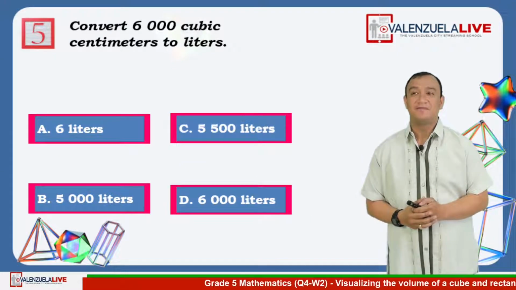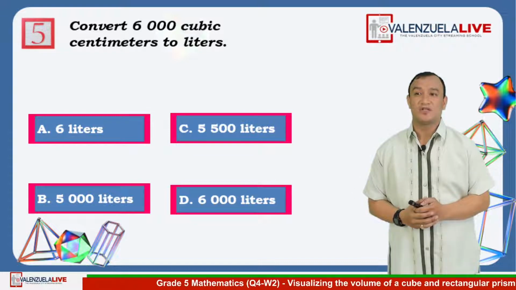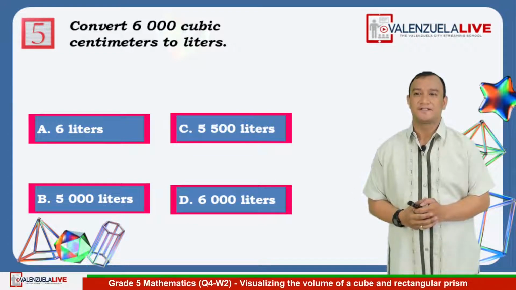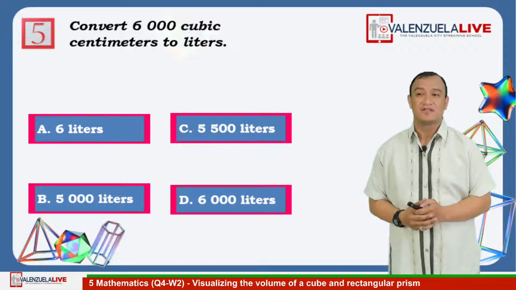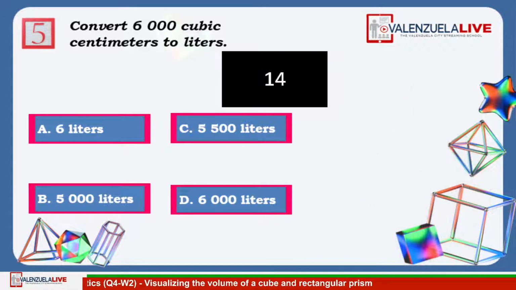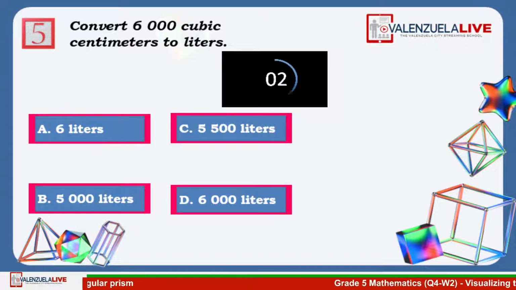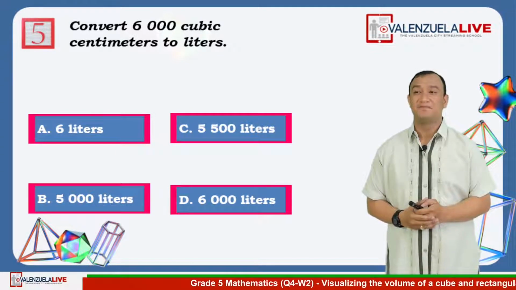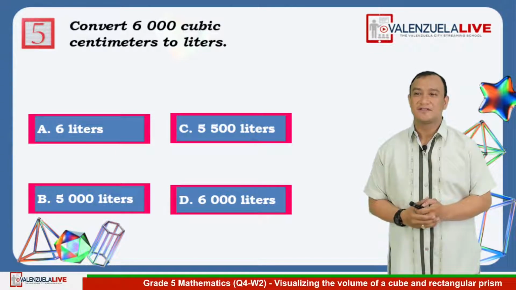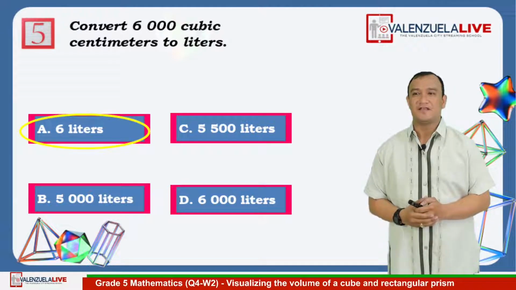For number 5, convert 6,000 cubic centimeters to liters. Your 15 seconds starts now. Five, 4, 3, 2, 1, 0. Okay, time's up. The answer is letter A.